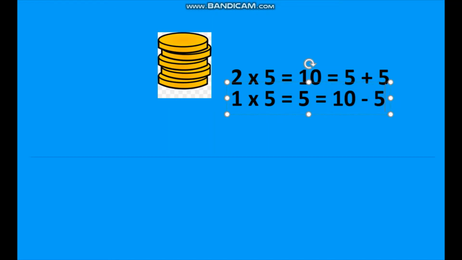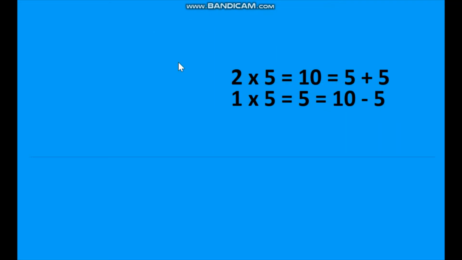Is that right? Now similarly, let us look at the situation where we have no coins with us. That is, we have gotten rid of this remaining stack of coins also. How many coins do we have with us? We have 0 coins. And another way to write that is 0 times 5, that is nothing but 0, which we can also write as 5 minus 5.